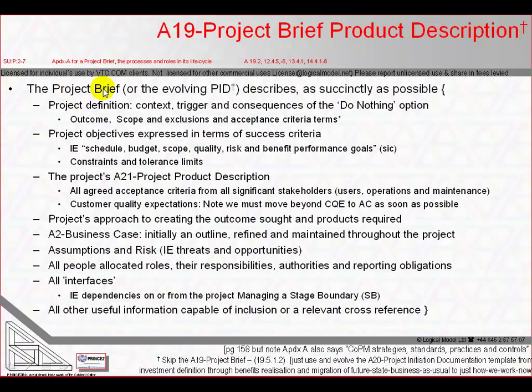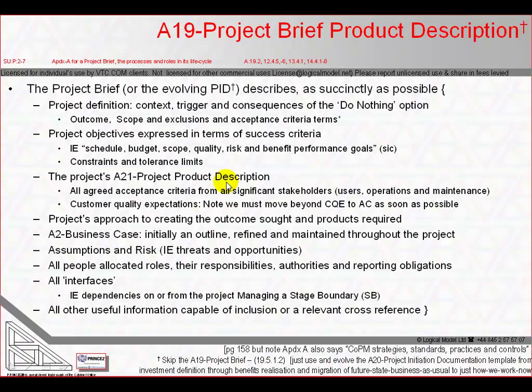The project brief is entry 19 of Appendix A, and it includes the project product description, which has its own Appendix A template. Entry 21 is the project's product description, or the result that the project has to deliver. So outcome and scope are detailed in the project product description, which we'll see in detail later.